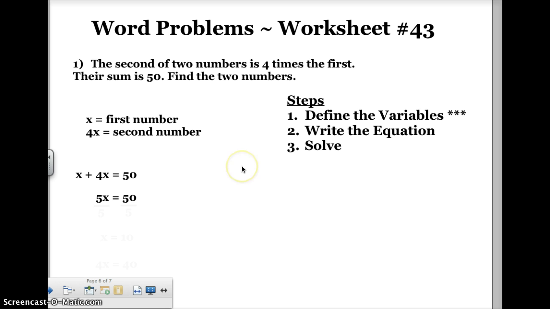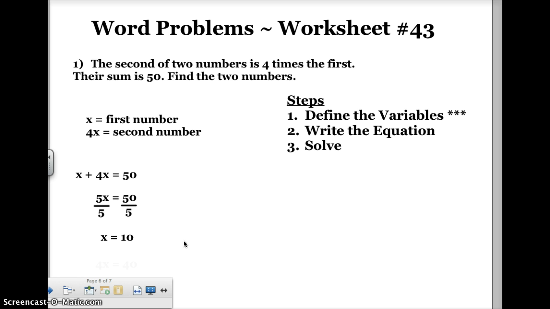Now to solve this problem for x, all I'm going to do is divide my side with the variable by 5. 5x divided by 5 will just give me x, but I have to do the same to the other side of the equation. 50 divided by 5 is 10. So my answer for the first problem is going to be x is equal to 10.